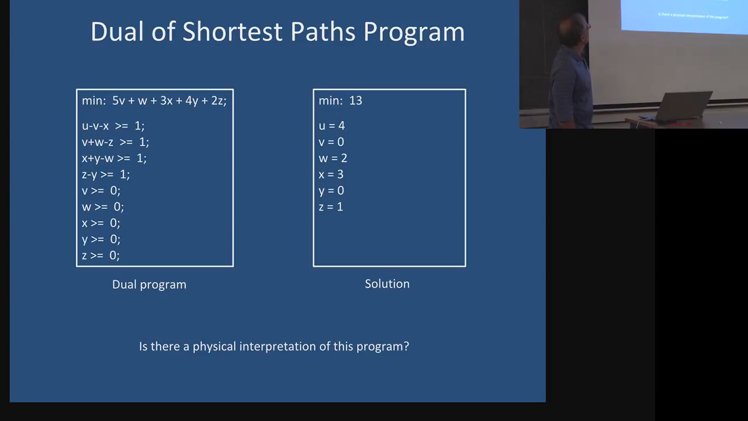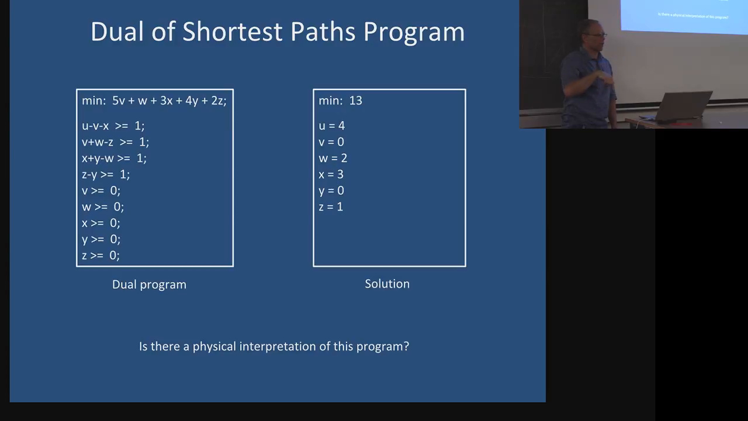We're trying to minimize 5, which is the weight of one of the edges, times v, plus 1, which is the weight of another edge, times w, plus 3, and so on. So we're trying to minimize the number of times we use the heaviest edges? Exactly. Think of v, w, x, y, and z as the number of times. Suppose you create the shortest path tree, and you start at A and you go to B. And then you start at A and you go to C. And then you start at A and you go to D.